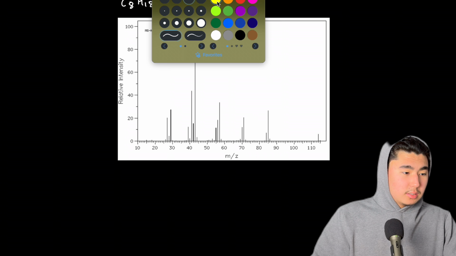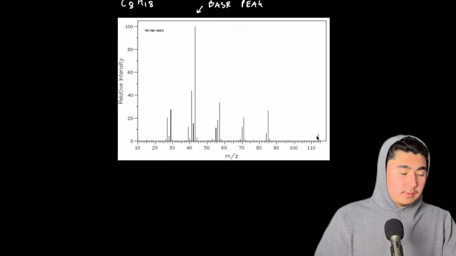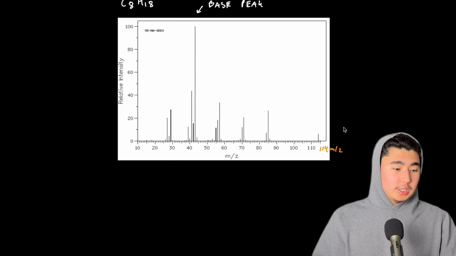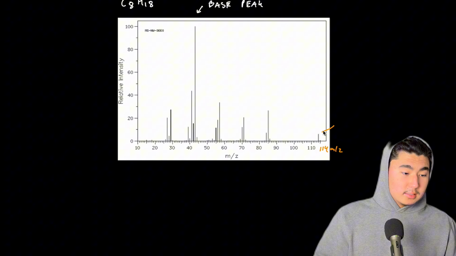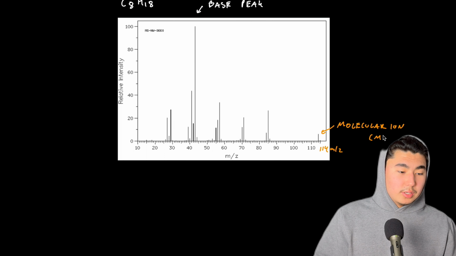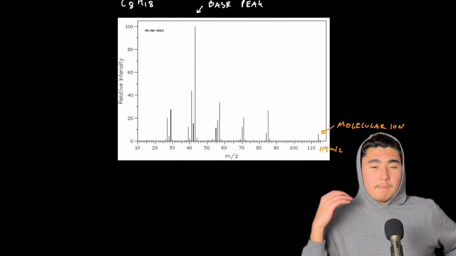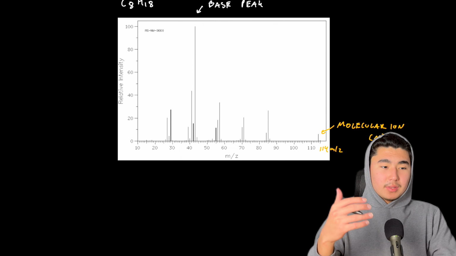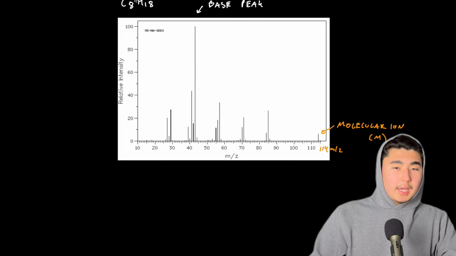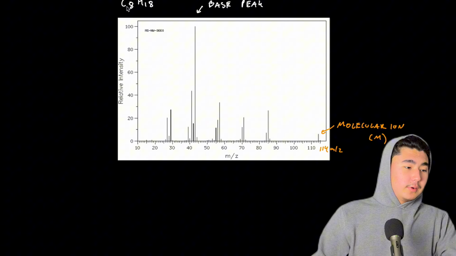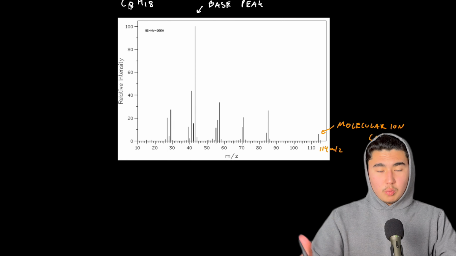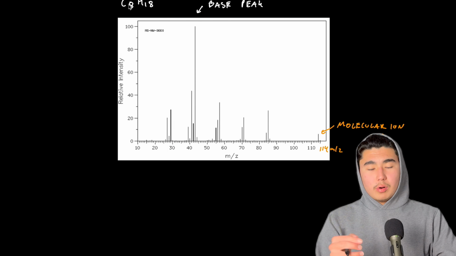So this over here is 114 mass to charge ratio. This over here is going to be known as our molecular ion, also denoted as just M. And the molecular ion is basically going to be the molar mass of our compound. So that's just going to be 114. And you could also do the math. If we have 8 carbons, 8 times 12 plus 18 will get you to 114.